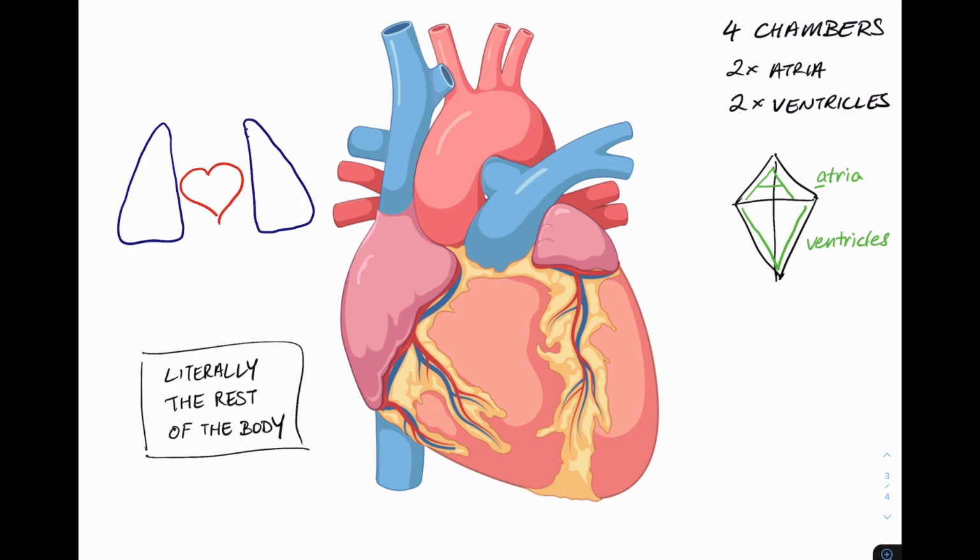Generally speaking, in coloured diagrams, blue will represent vessels that are carrying deoxygenated blood, and red will be representing vessels that carry oxygenated blood. Please remember that these colours in diagrams represent the type of blood they carry, and do not at all represent whether it's an artery or a vein.